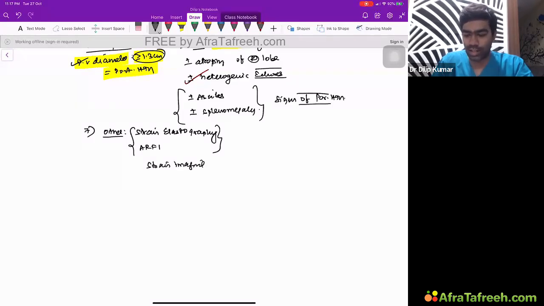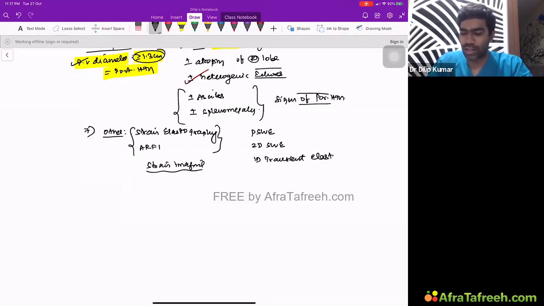Then there is another group of modalities called shear wave imaging, where you have point shear wave elastography, then 2D shear wave elastography, then 1D transient elastography, one-dimensional transient elastography. These are the techniques that use shear wave imaging.